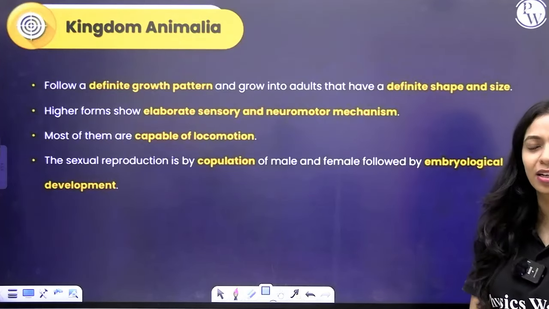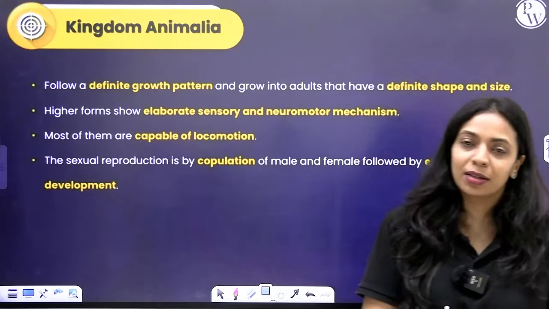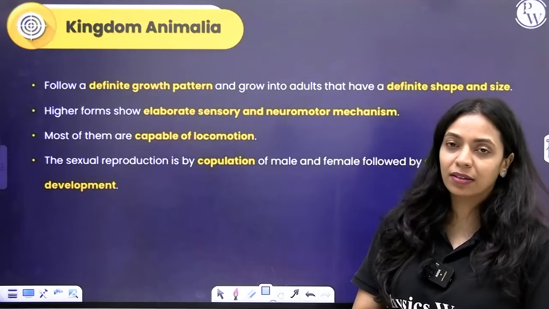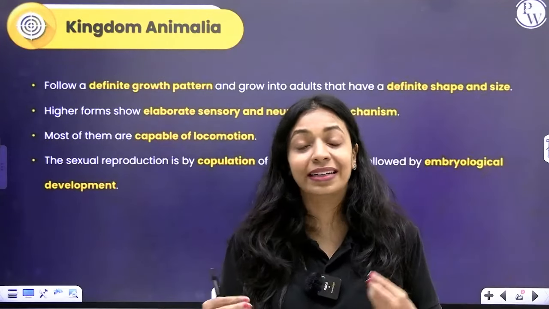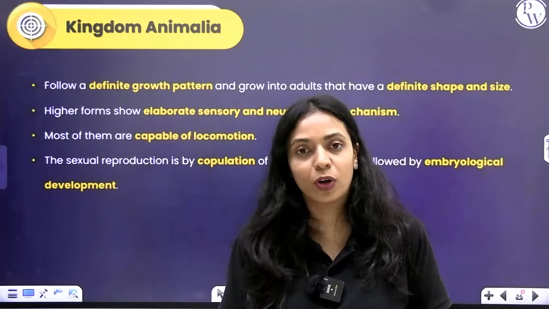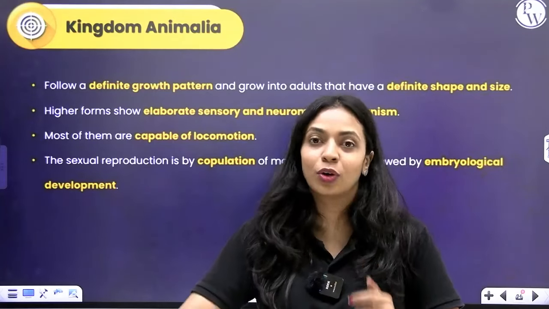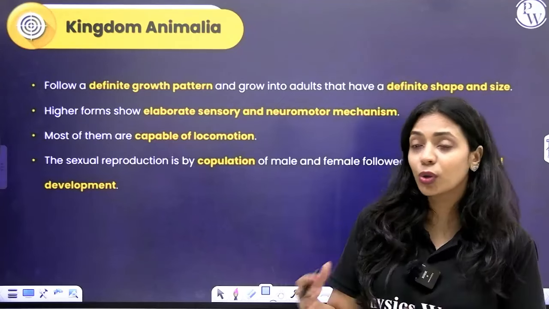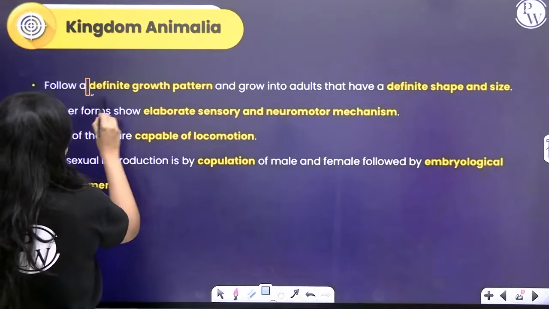More about animal kingdom you will learn in the chapter Animal Kingdom in zoology. They have a definite growth pattern. They do not grow indefinitely like plants. In a plant, if a leaf falls off, a new leaf will grow. But if you cut your arm, it will not grow back. So, they follow a definite growth pattern.